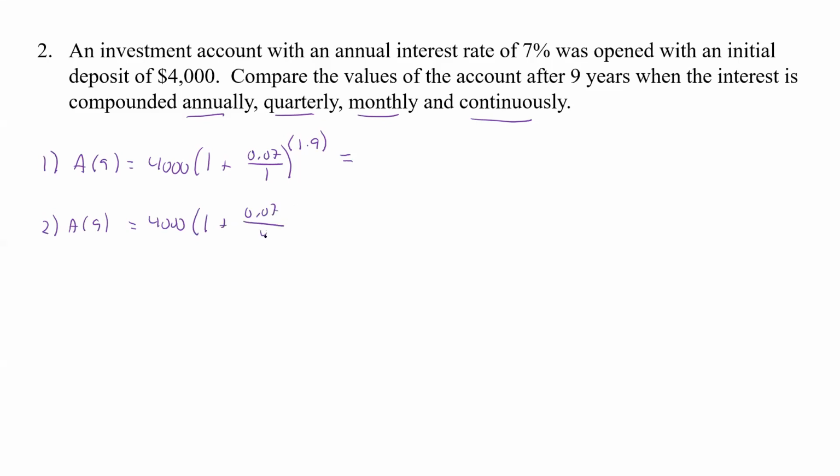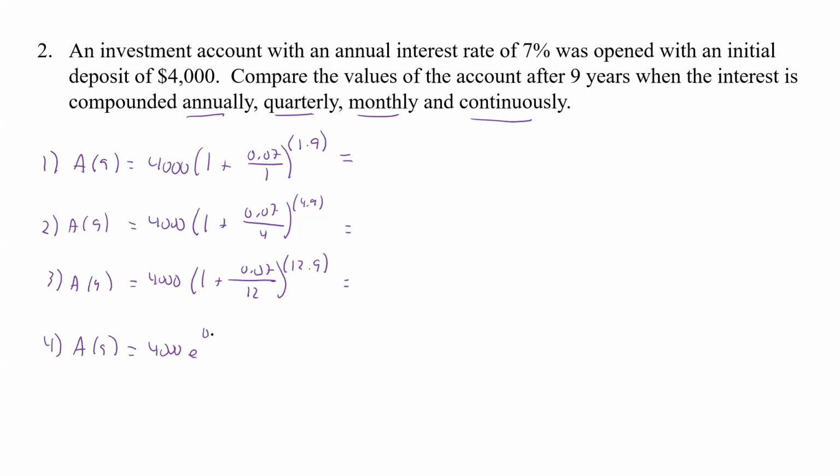2. A of 9 is equal to 4,000 times 1 plus 0.07 over quarterly, that's 4. And then that's going to be raised to the power 4 times 9. 3. A of 9 equals 4,000 times 1 plus 0.07 over monthly. Well, there's 12 months, so that'd be 12. And then 12 times 9. And continuously, remember that's PERT. So A of 9 equals 4,000 e to the 0.07 times t, which is 9. And that will give us the value there.